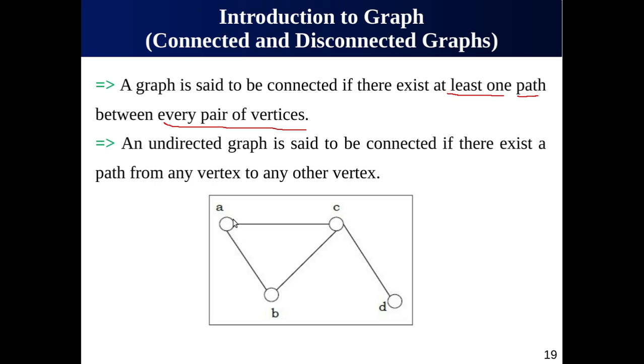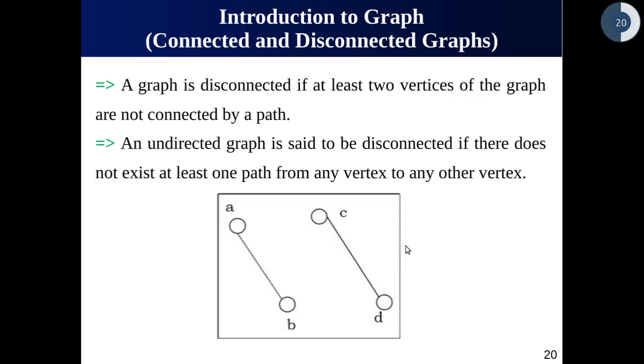Pair of vertices, you are quite familiar with it. For example, our pair of vertices is A and C. So there is at least one path here. Suppose our pair of vertices are A and B. There is at least one path here. Suppose our pair of vertices is A and D, for example. We have at least one path here as well. This is an example of a connected graph.